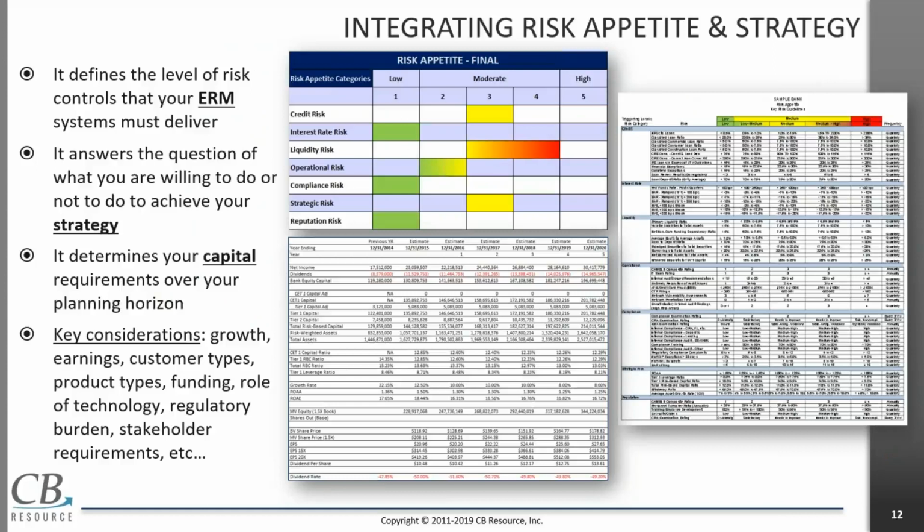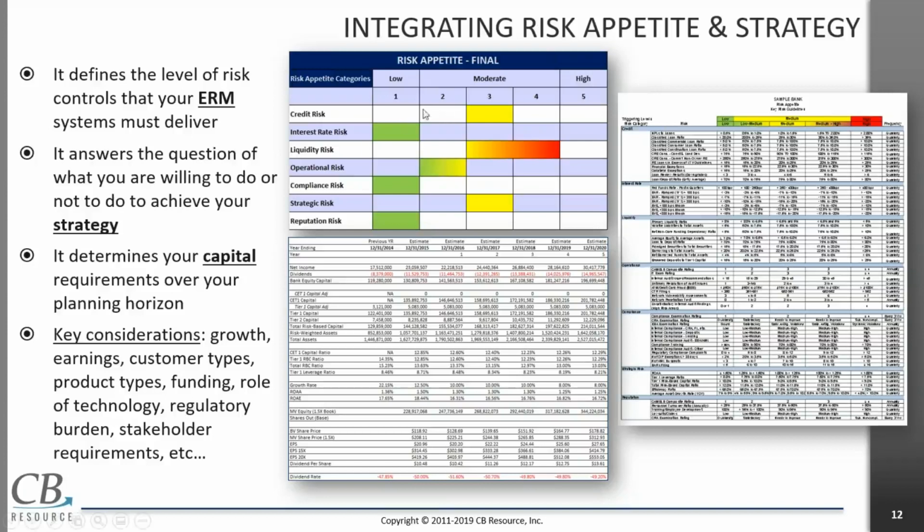Well, if you think about it, risk appetite really defines what your control system should look like from an ERM standpoint. So if you're taking more risk in liquidity or more risk in operational risk, you should calibrate your ERM system accordingly. So from an ERM standpoint, it calibrates your ERM system itself. From a strategic planning standpoint, it does answer the question of what you're willing to do or not do to make money. Right? Think about it.